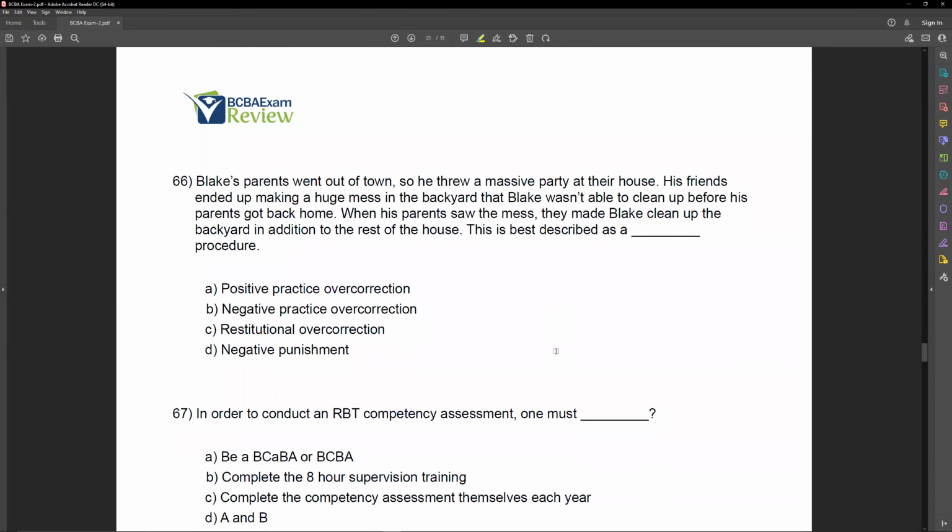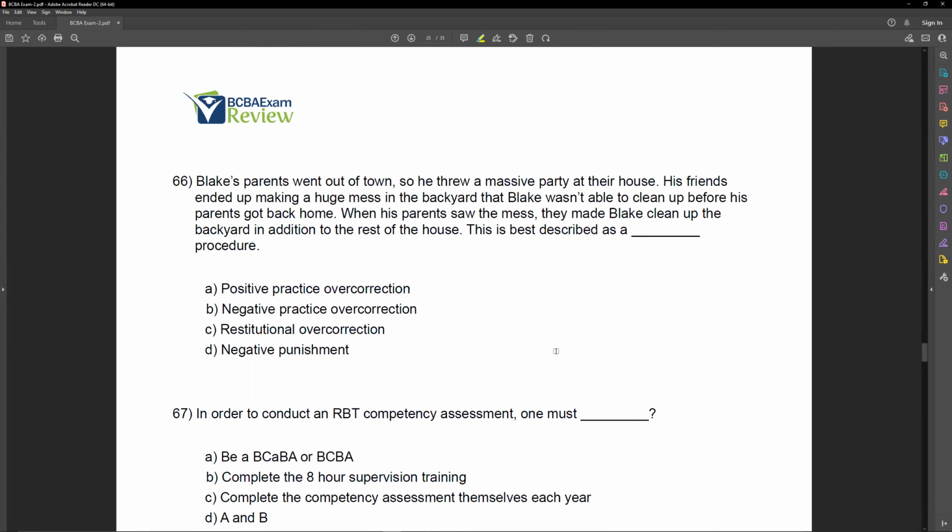66. Blake's parents went out of town, so he threw a massive party at their house. His friends ended up making a huge mess in the backyard that Blake wasn't able to clean up before his parents got back home. When his parents saw the mess, they made Blake clean up the backyard in addition to the rest of the house. This is best described as a what procedure?